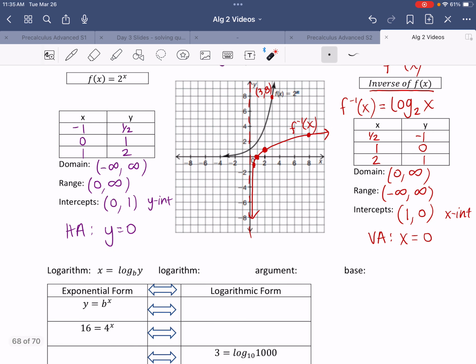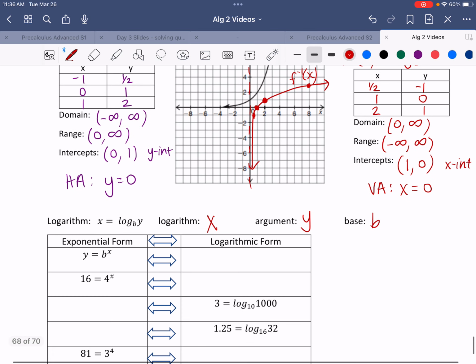Okay, so the next part is really going to show us what a logarithm does and how it's related to an exponential function, or to exponents in general. So if we have a logarithmic equation like this, x equals log base b of y, the logarithm itself equals x. The argument is what we're taking the log of, so here the argument would be y, and the base would be b.